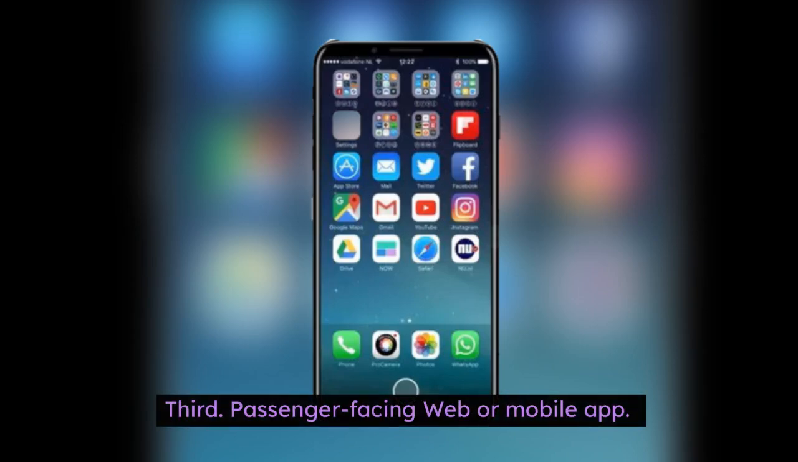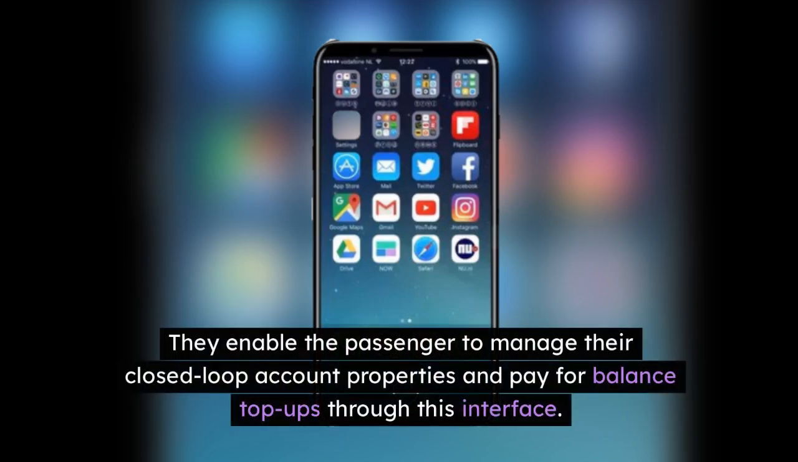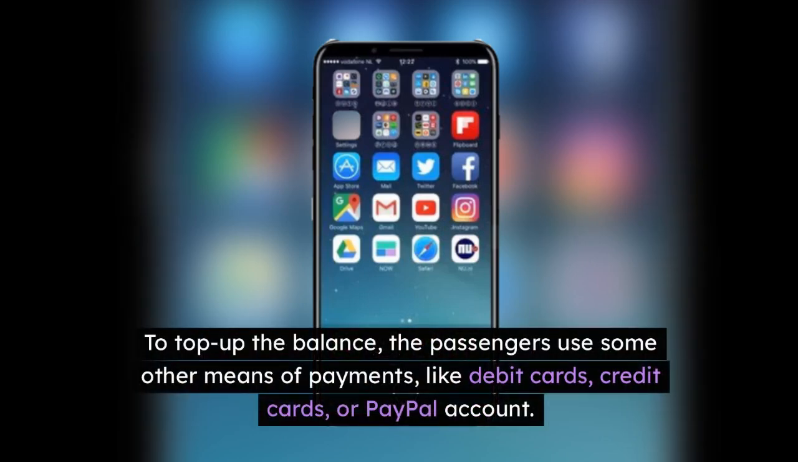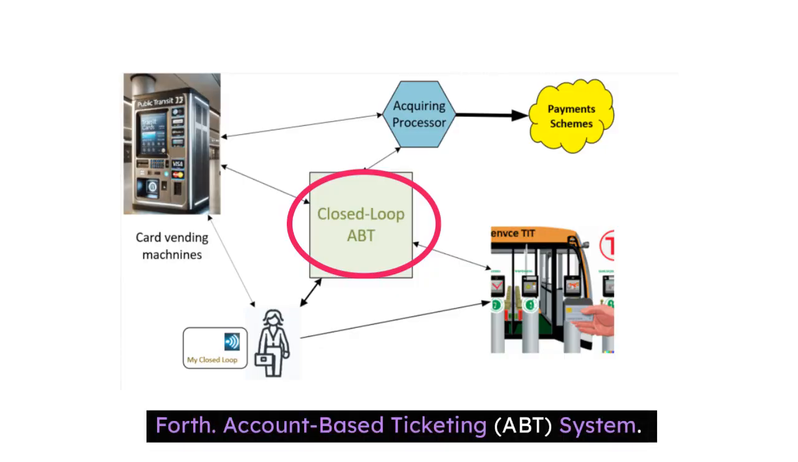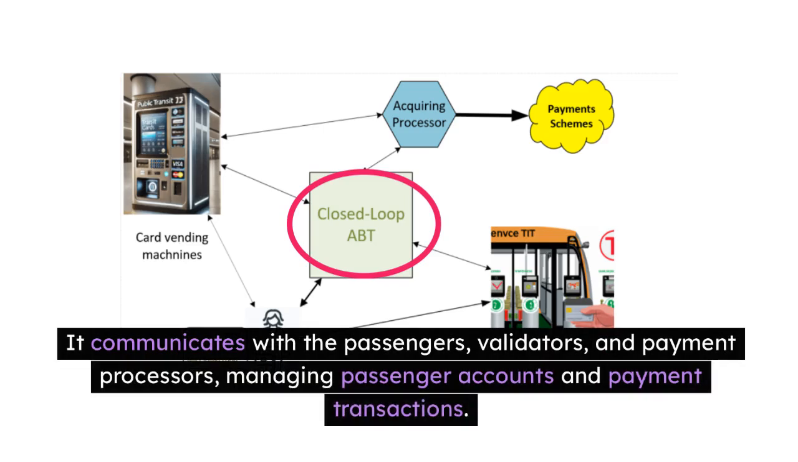Third, passenger-facing web or mobile app. They enable the passenger to manage their closed-loop account properties and pay for balance top-ups through this interface. To top up the balance, the passengers use some other means of payments, like debit cards, credit cards, or PayPal account. Fourth, account-based ticketing, ABT, system. It communicates with the passengers, validators, and payment processes, managing passenger accounts and payment transactions.